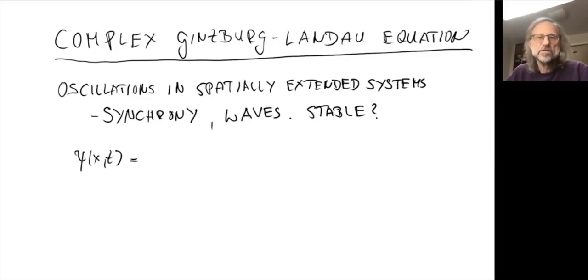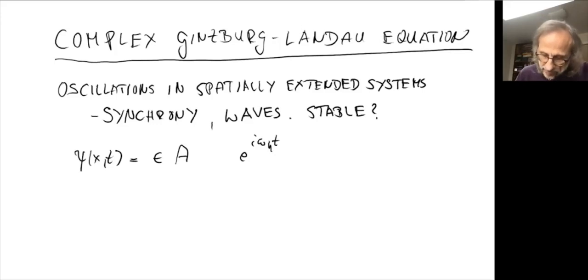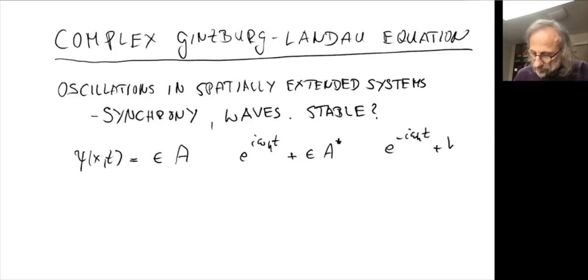Let's probably assume a supercritical Hopf bifurcation, although that's not essential at this point. But if we have a Hopf bifurcation, then there's some small amplitude. So let's put an epsilon in front of it. And it oscillates in time with some frequency. Let's call it a Hopf frequency. And then, of course, there's the complex conjugate. And then there are higher order terms.